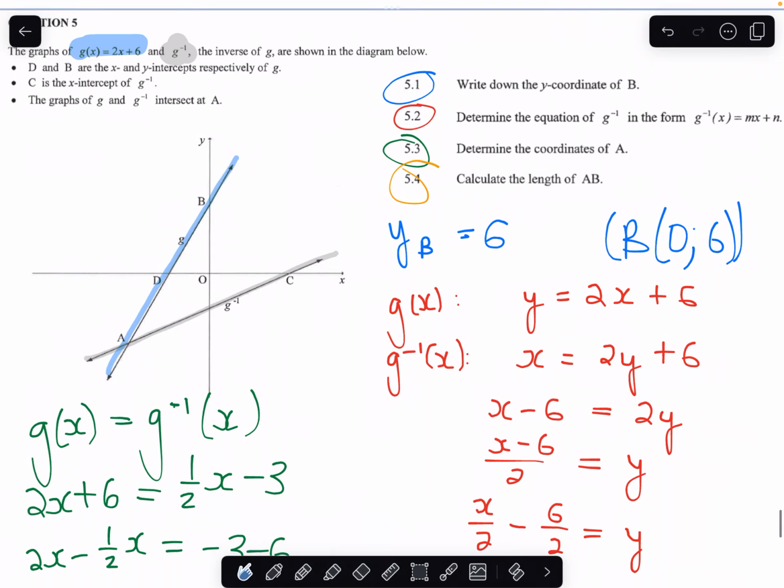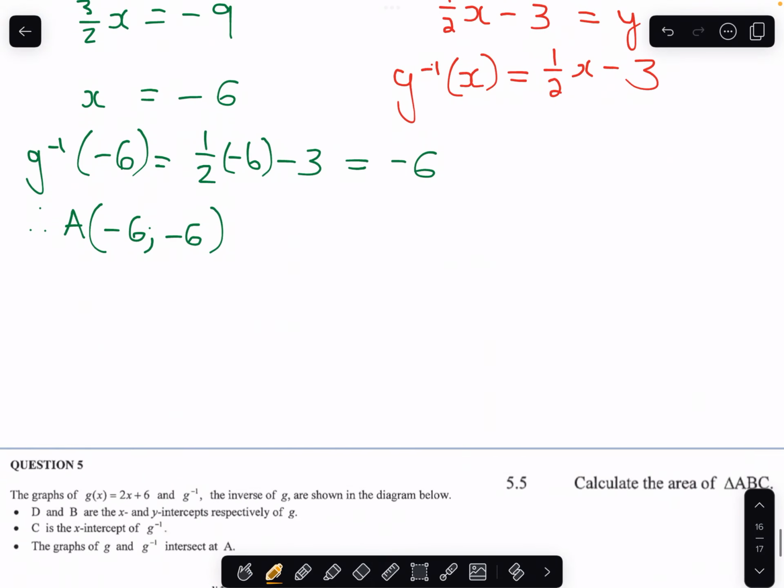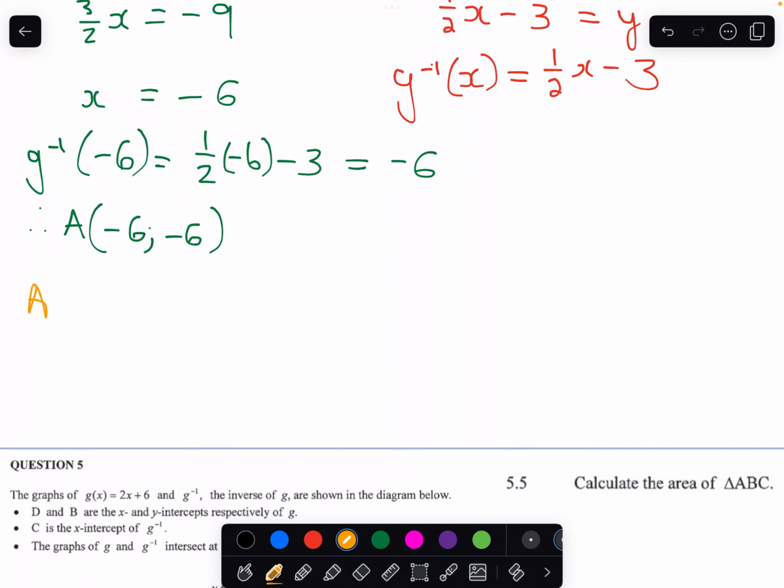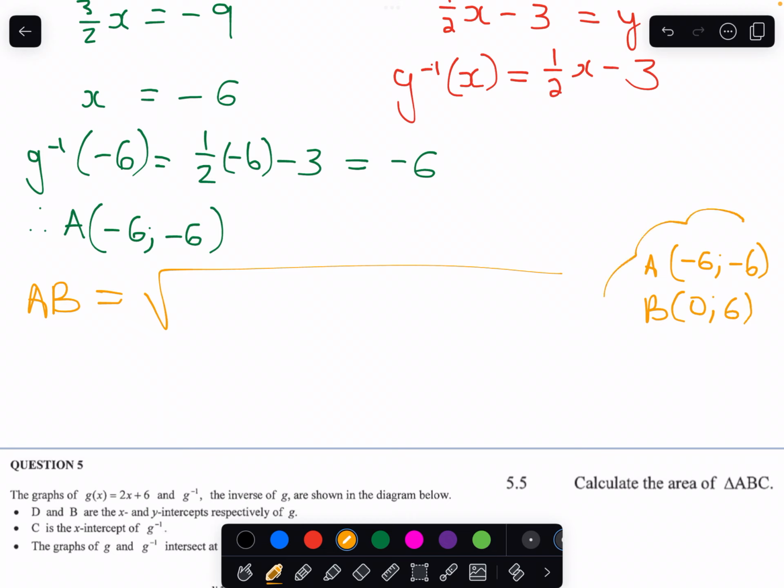Okay, so the distance AB will be the square root of, so I'm just going to note to myself here that A is (-6, -6), B is (0, 6). Okay, so we're going to minus the x coordinates. No, those are the y coordinates. Oh golly, what am I saying? Those are the x coordinates. Oh my goodness, what am I saying? Okay, minus the x coordinates and then minus the y coordinates.